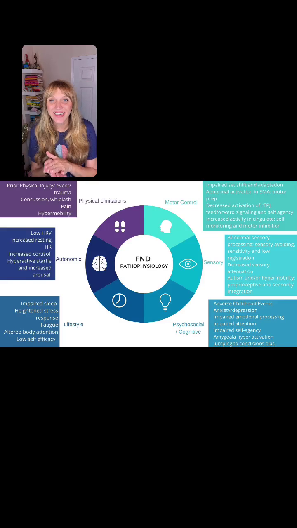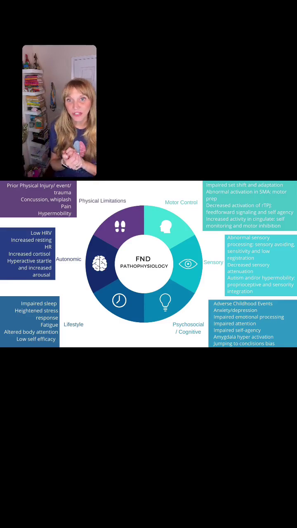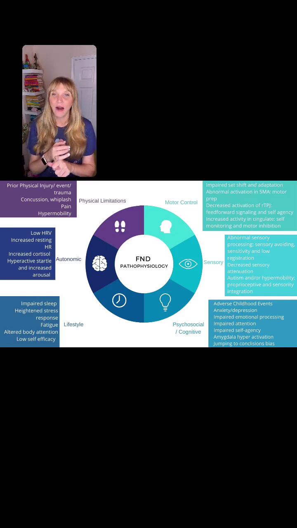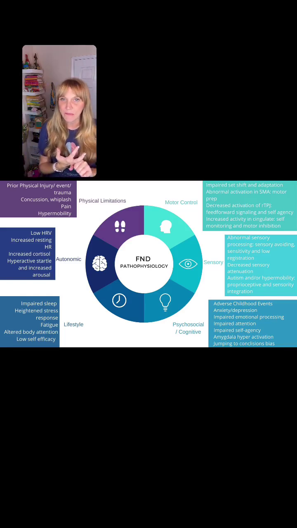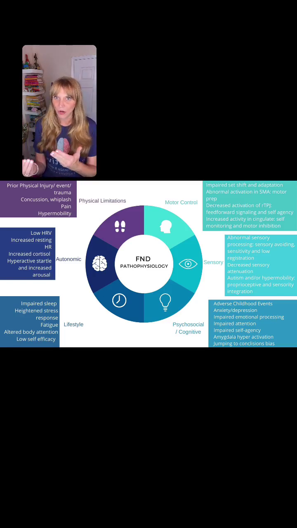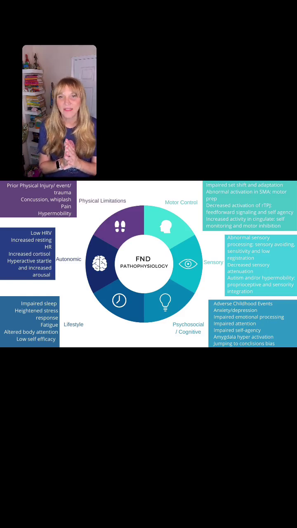And then lastly, the autonomic. So there is literature showing things like low heart rate variability in people with FND, impaired or increased resting heart rate, changes in breathing pattern, higher cortisol, increased startle responses, all of these part of the autonomic nervous system. This is something that we regularly screen and treat as part of a person's FND.